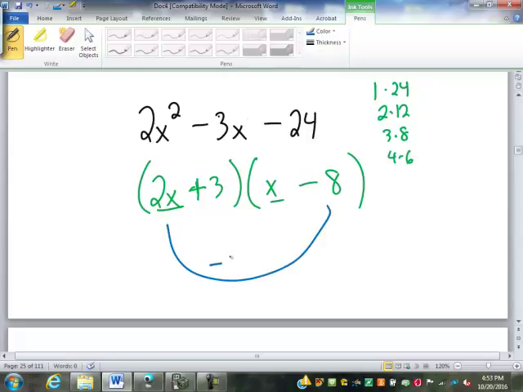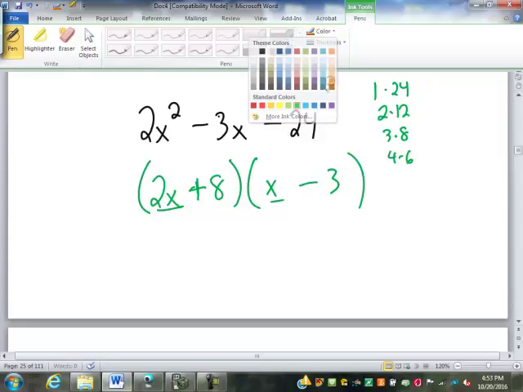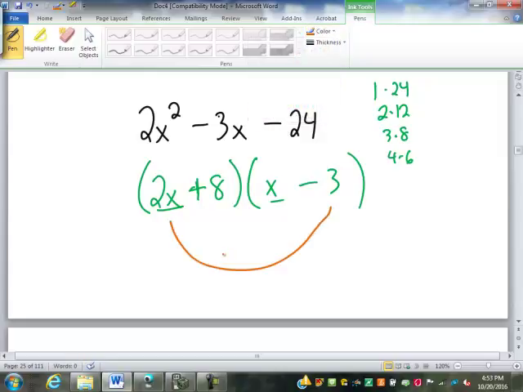2x times negative 8, negative 16x. 3 times x, 3x. Negative 13x. Now we could switch the signs, but will that help here? No, that would just make this a positive 13x. So let's switch the numbers. Put the 8 here and the 3 here. So now 2x times negative 3, negative 6. 8 times x, positive 8x, which gives us 2x. That's not going to work either, is it?